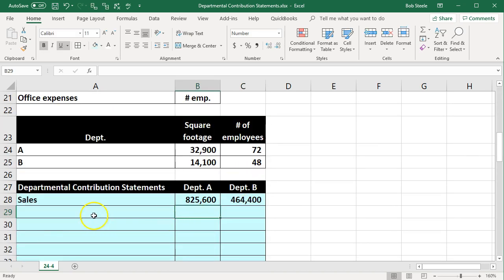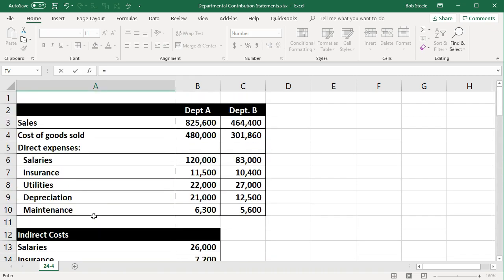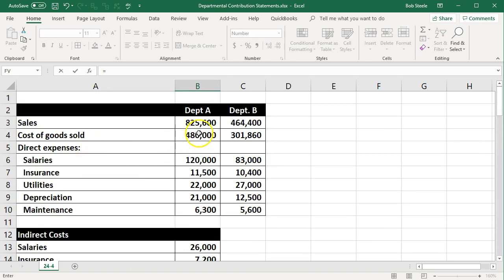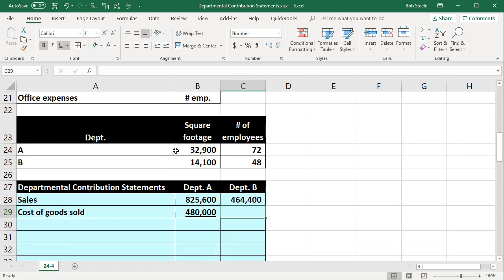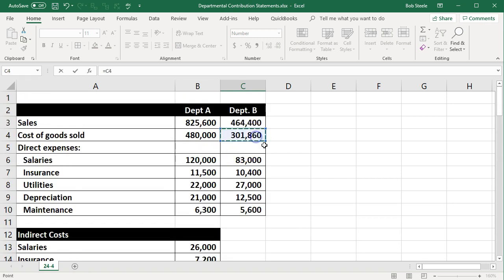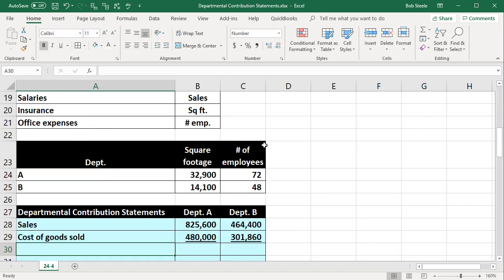Then we'll pick up the cost of goods sold. We're going to say equals, scroll back up to the cost of goods sold tab, and then we'll pick that number up for Department A by saying equals, scrolling back up. That's going to be the 480,000 and tab, and then Department B equals, scrolling back up, the 301,860 and enter. That'll give us our gross profit.